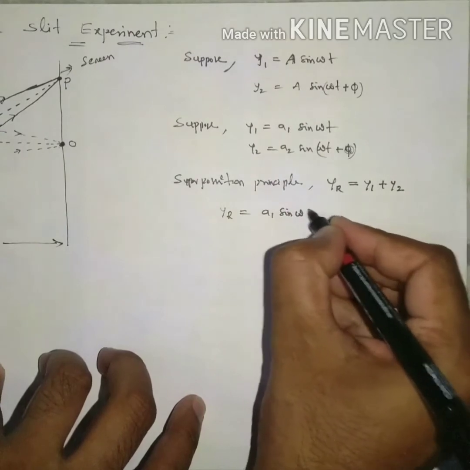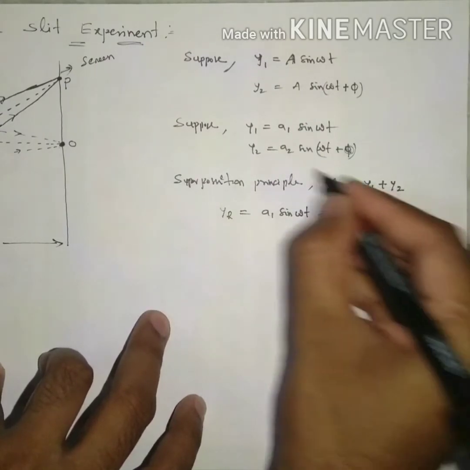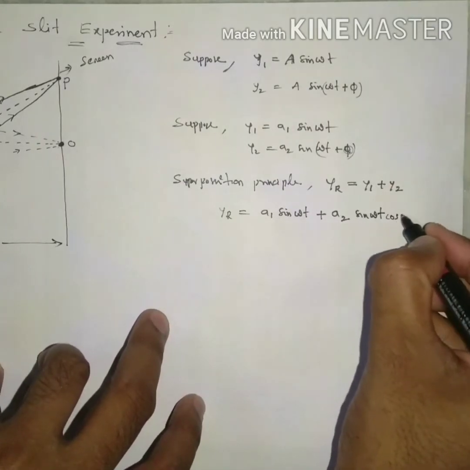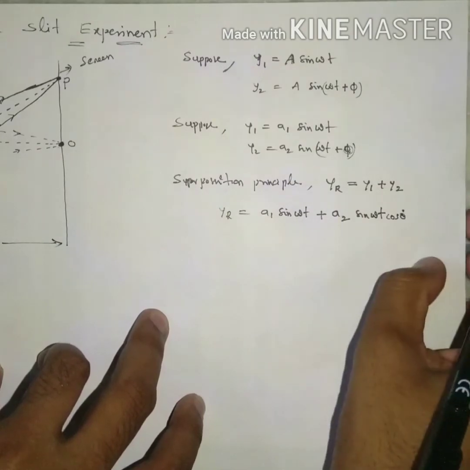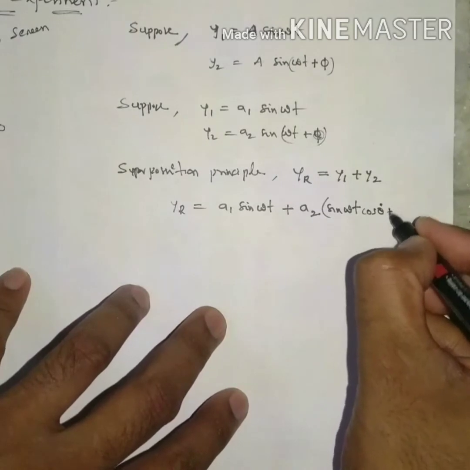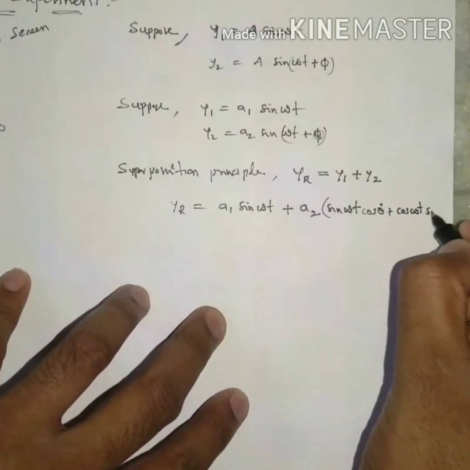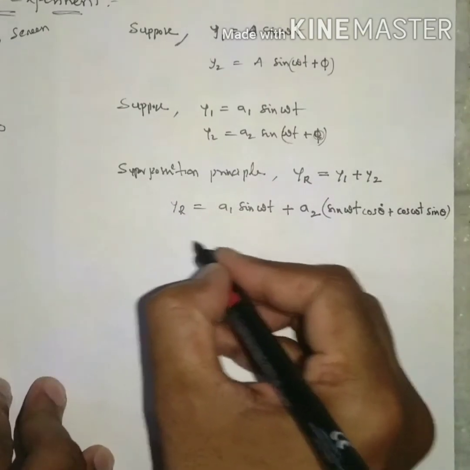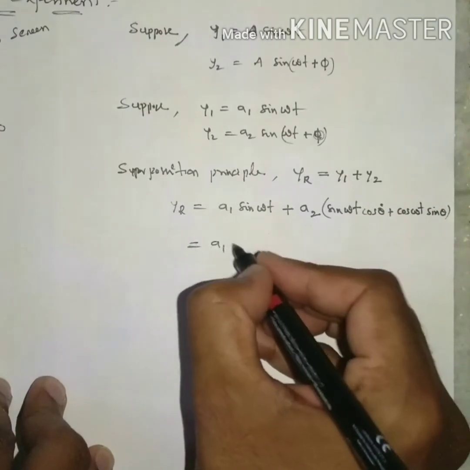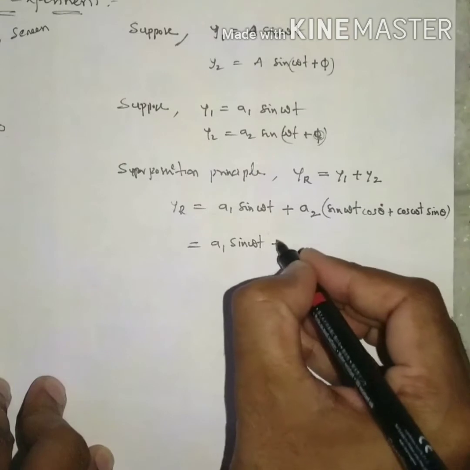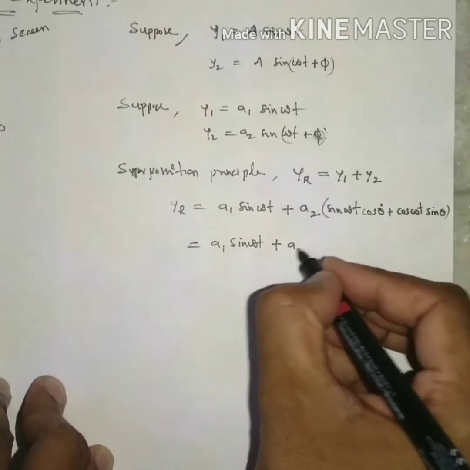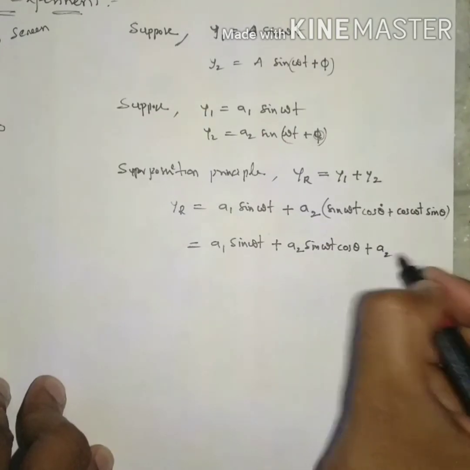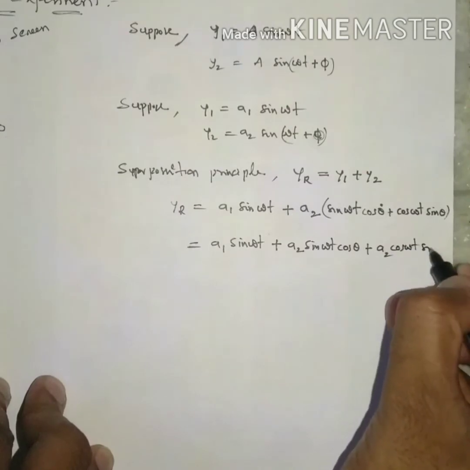a1 sin ωt, and the second wave y2 is a2 sin(ωt + θ). Using the formula sin(A + B) = sin A cos B + cos A sin B and multiplying out, y_r = a1 sin ωt + a2 sin ωt cos θ + a2 cos ωt sin θ.